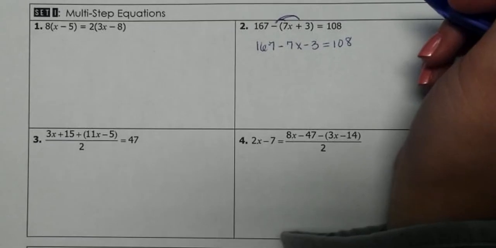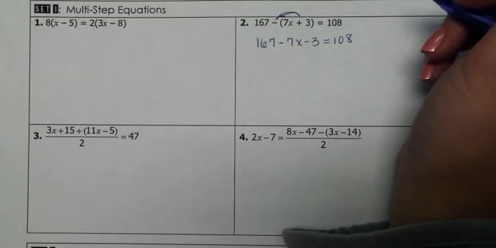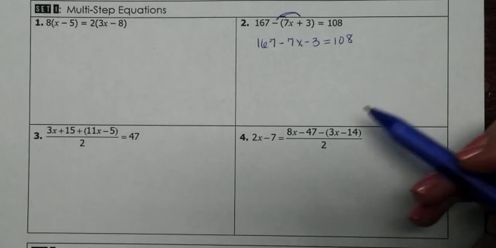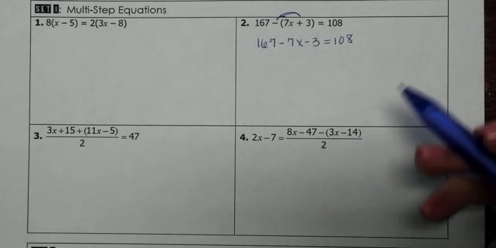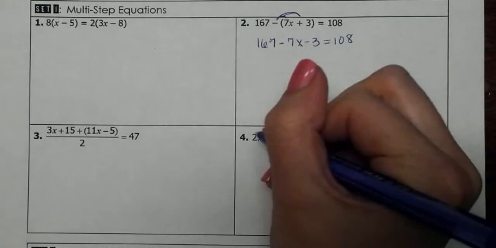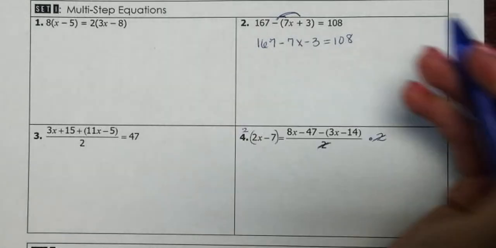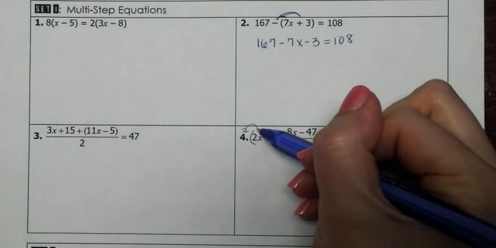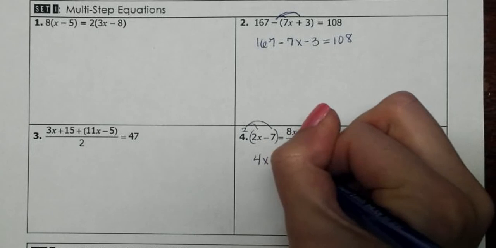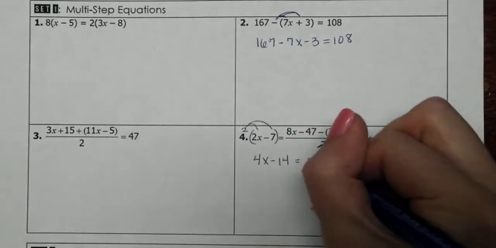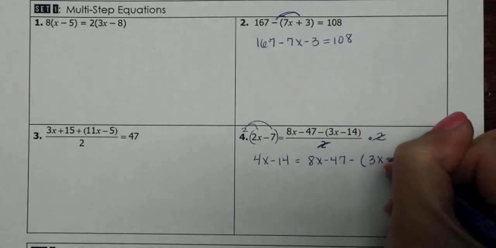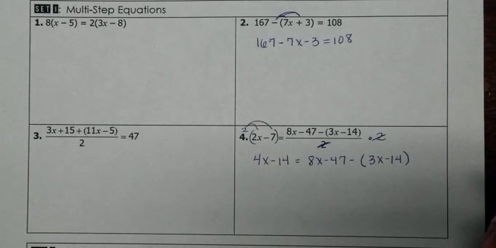So let's look at number 4. Number 3 and number 4 are similar. On number 4, what I would do first is I would get rid of the dividing by 2. I would multiply by 2 to both sides so that it'll cancel over here. You would multiply it over here by distributing it into the parenthesis. So you distribute the 2 within. You'd have 4x minus 14 equals the 8x minus 47 minus parenthesis 3x minus 14. You just have left what is up top of the fraction.